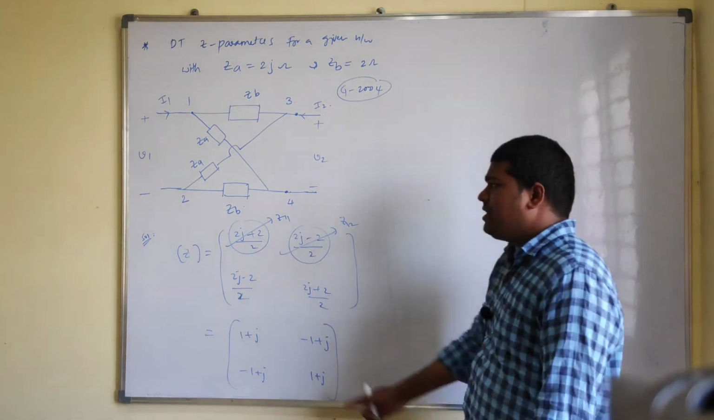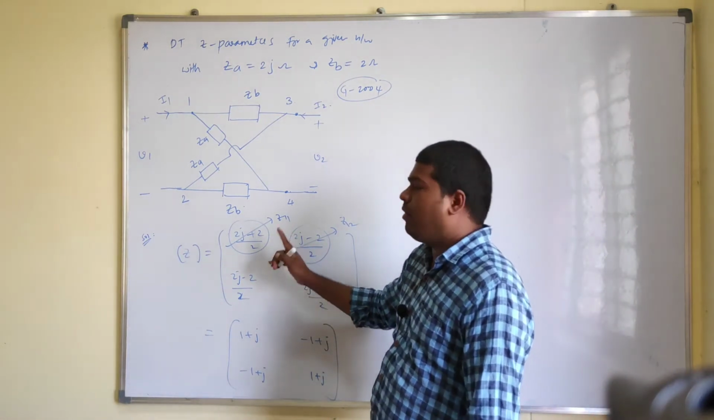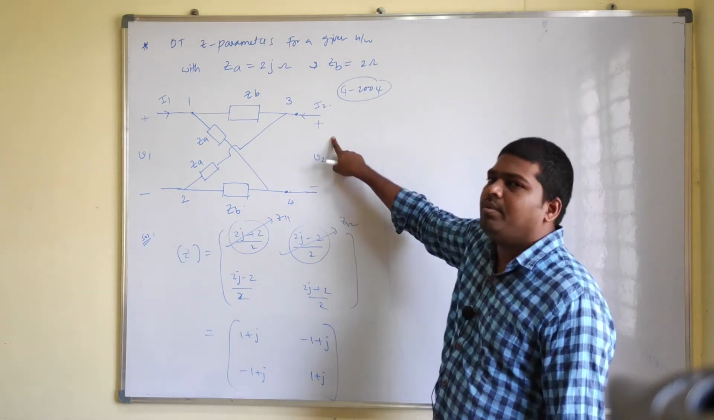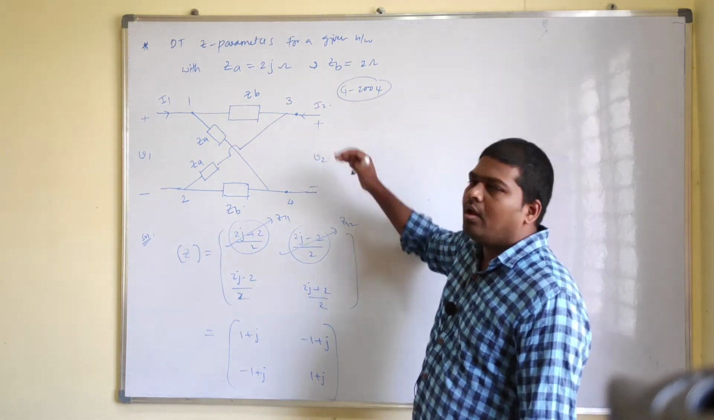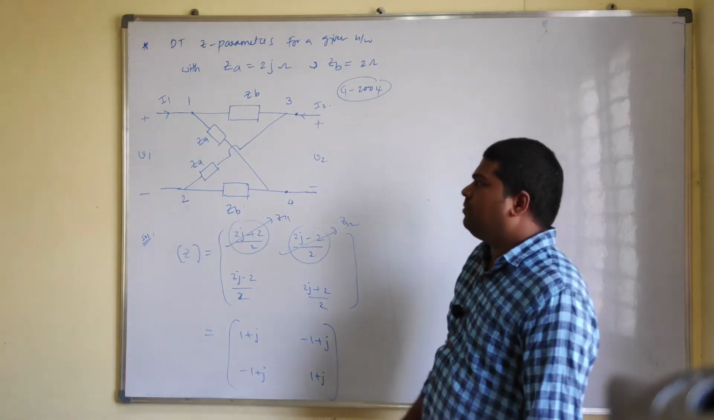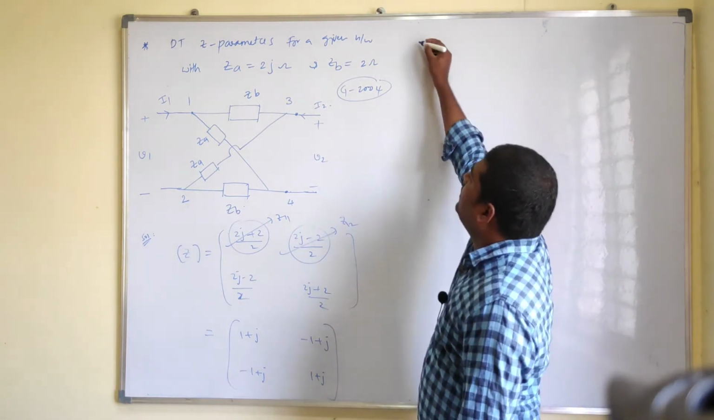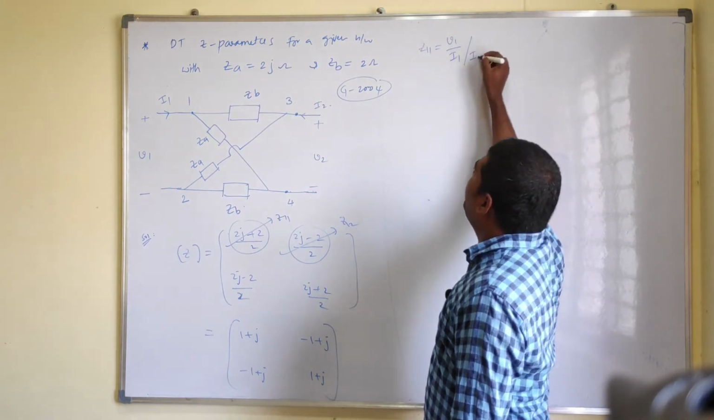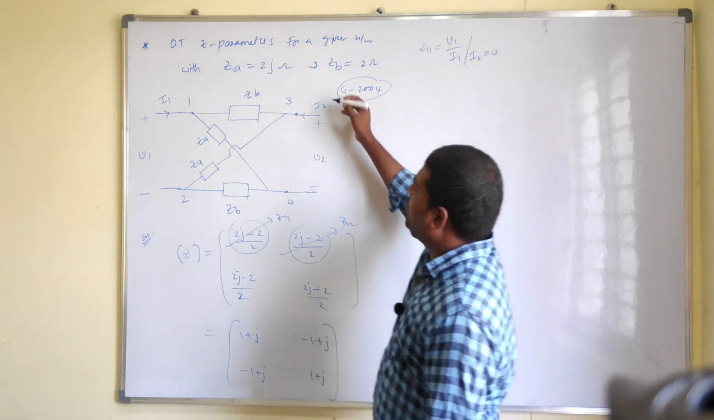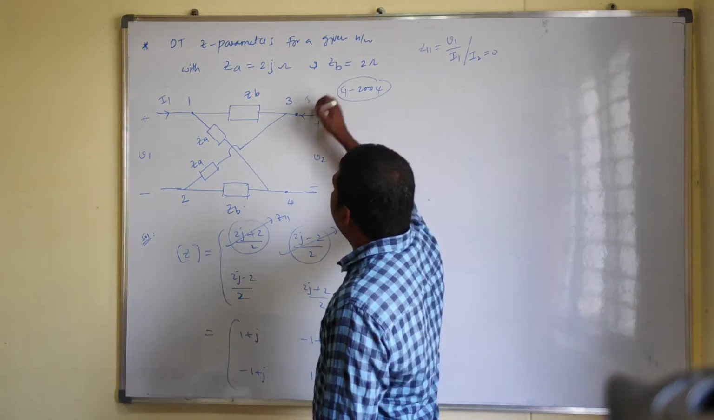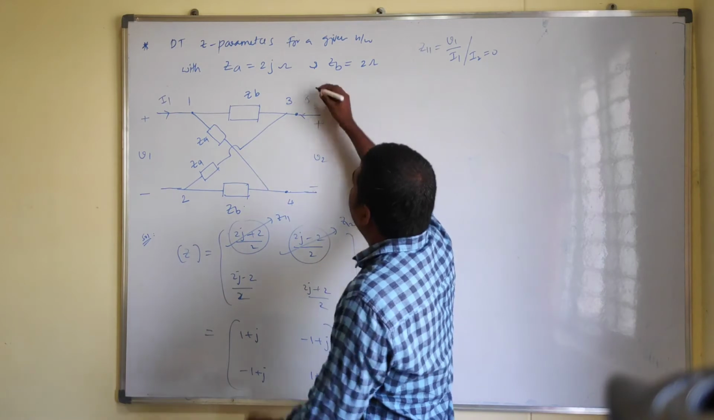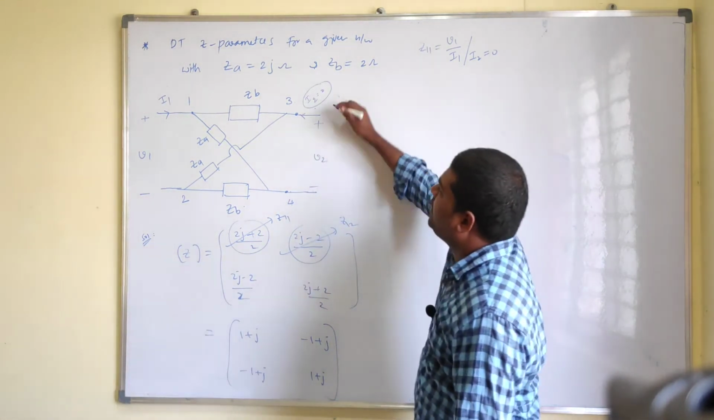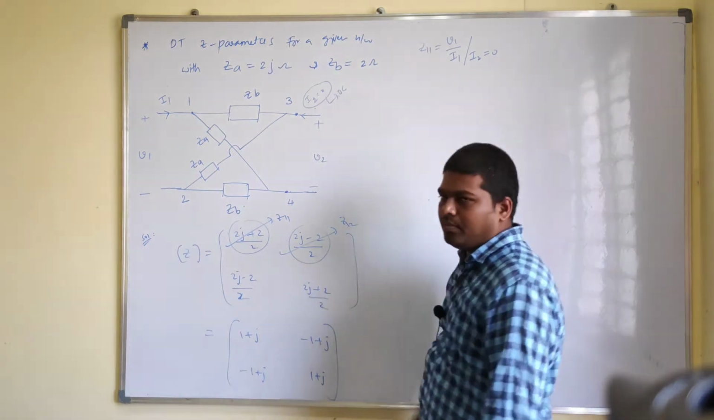Now the first element, Z11. If you want to find this Z11, we need to make I2 equals 0. That means port 2 can be open circuit. So here Z11 equals V1 by I1 only when I2 equals 0. For example, if you assume this I2 equals 0, that means this is completely open circuit.